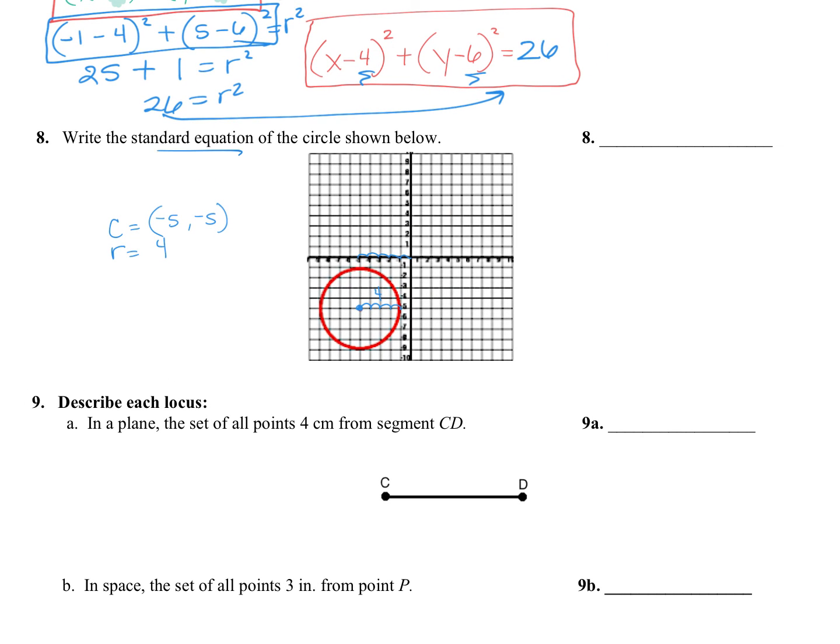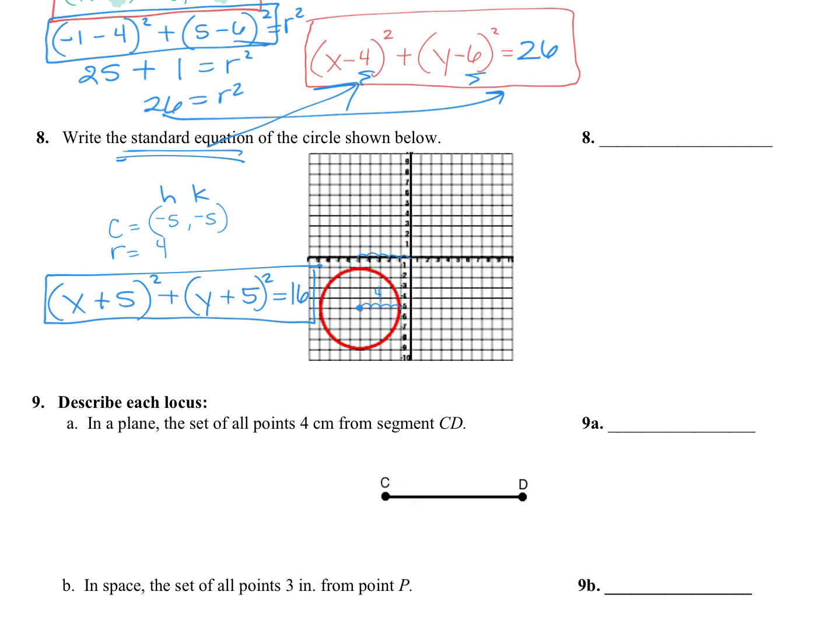So when it says write the standard equation, you're writing it just like this one. It's going to be x minus, this is h and k, so x minus a negative 5 is actually x plus 5 squared. And then y minus a negative 5 is y plus 5 squared. What goes at the end? The radius squared. So 4 squared, which is 16. Okay? Any questions on that?